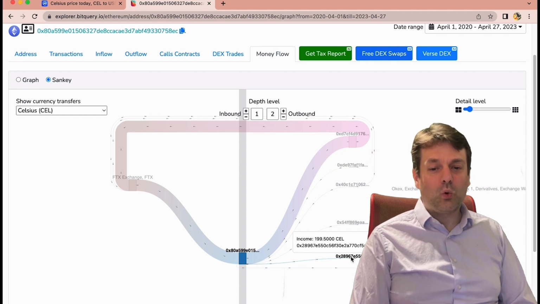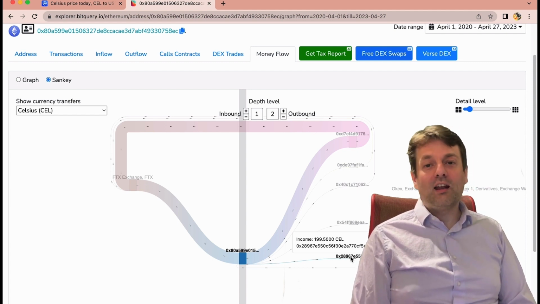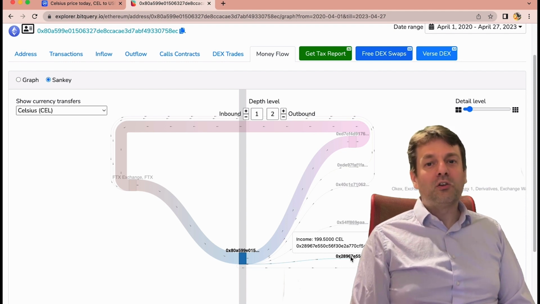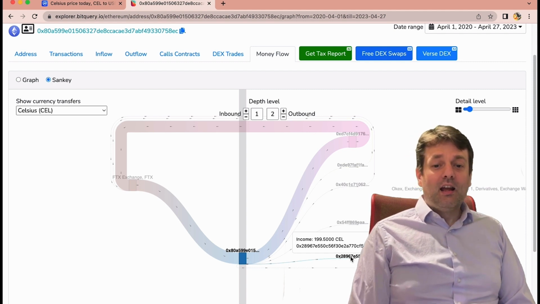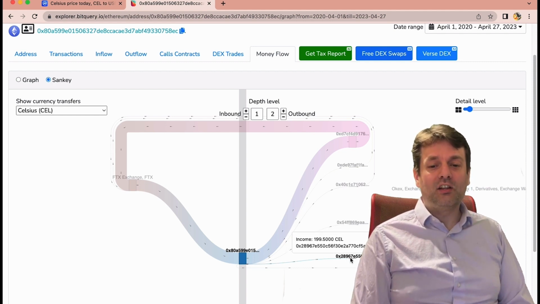The 0x28 wallet received almost 200 Cell tokens. And this is significant because this wallet was created and curated by another member of the Celsius community known as Arthur MPA, aka Ron Paulbot. And there weren't very many contributions to this wallet. So this is actually a doxing contribution.